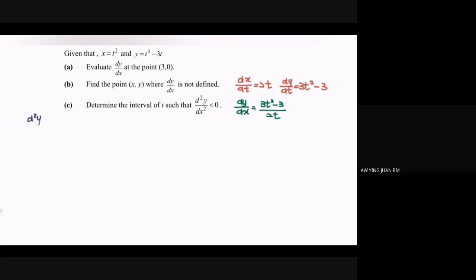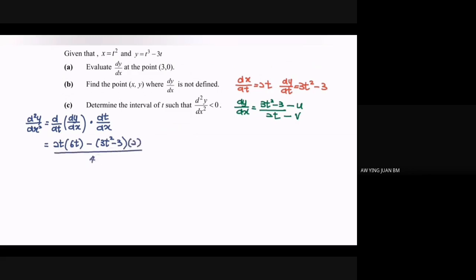So second derivative is equals to differentiate the dy dx with respect to t. Then do remember to multiply with dt dx. So first we are going to differentiate the dy dx, where 3t squared minus 3 is a u and 2t as a v. So we are going to use the quotient rule to differentiate the dy dx. So begins with v, where we have 2t, multiply with u prime, where we will have 6t, minus u, multiply with v prime, where we have 2, over v squared.